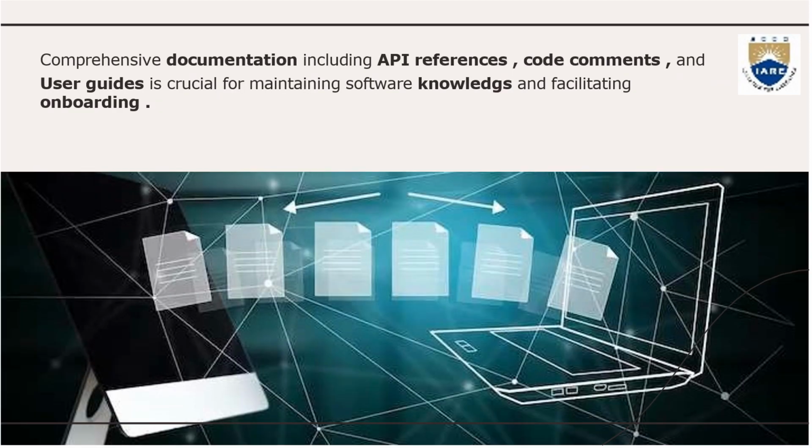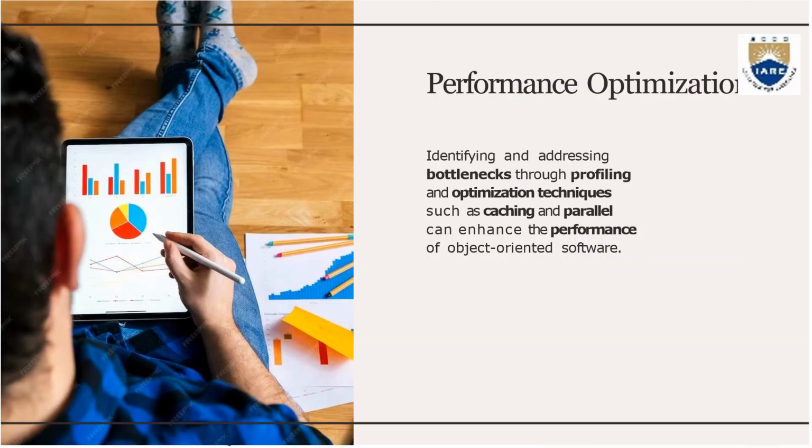Comprehensive documentation, including API references, code comments, and user guides, is crucial for maintaining software knowledge and facilitating onboarding. Performance optimization. Identifying and addressing bottlenecks through profiling and optimization techniques such as caching and parallelism can enhance the performance of object-oriented software.